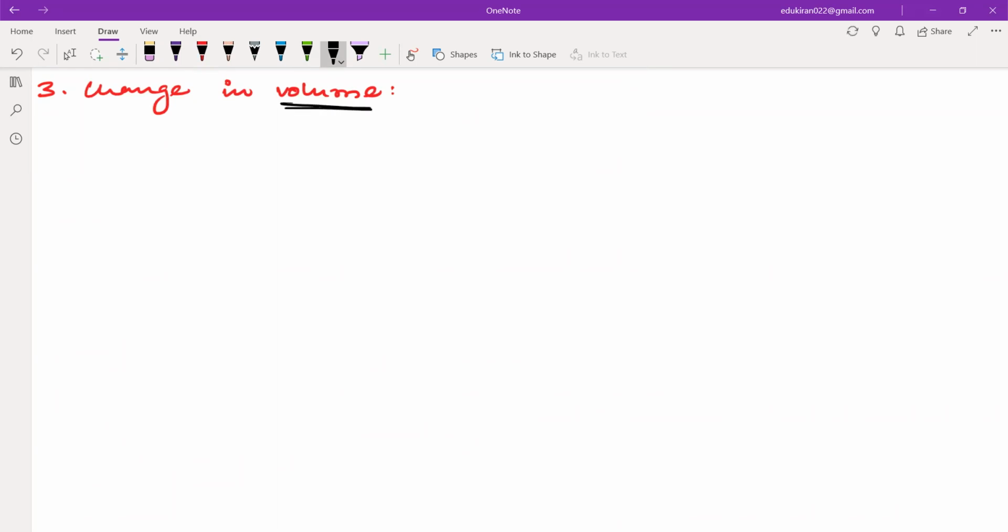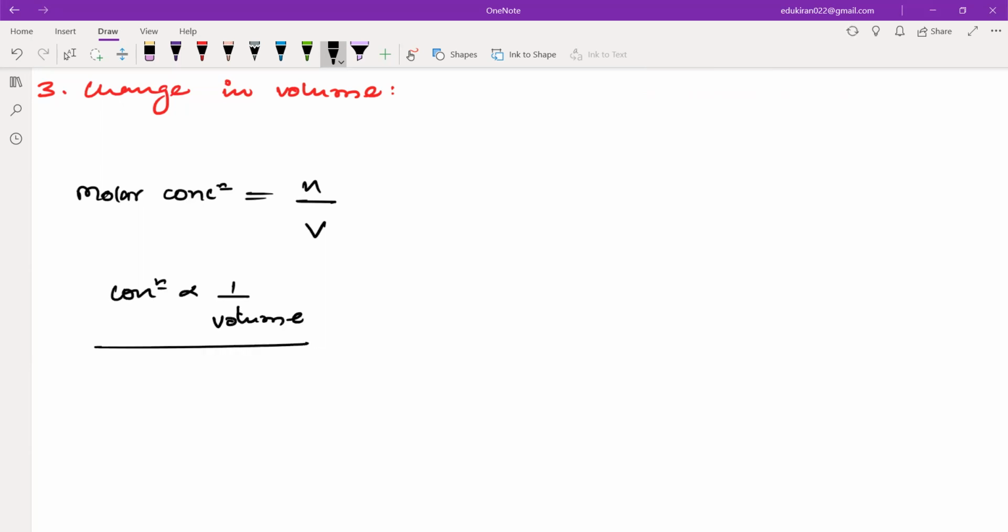How does volume affect the equilibrium constant? For that, I will just relate concentration to volume. Molar concentration, because in equilibrium we use molar concentration, is number of moles divided by volume. So we can say that concentration is inversely proportional to volume. Correct, guys? Yes, sir. It is inversely proportional to volume.